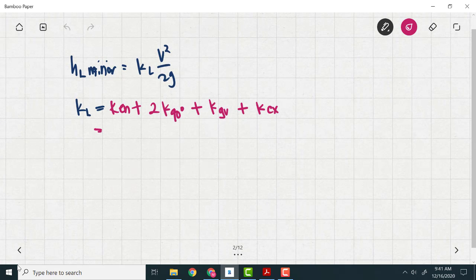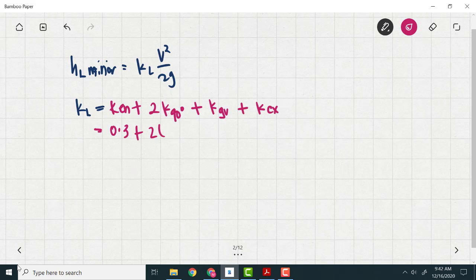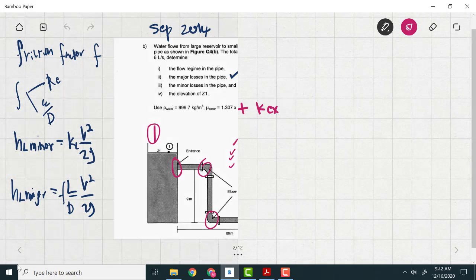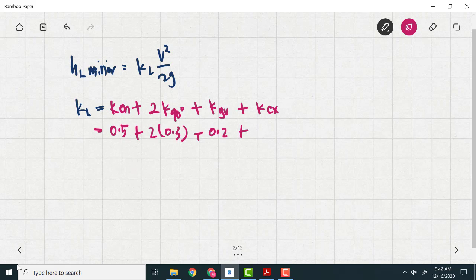So entrance 0.3 plus, so we have elbow 0.3, elbow sedua 0.2. Oh, elbow 0.3. So kat sini 0.5. Entrance 0.5, 0.3 plus gate glove valve 0.2 plus K exit 1.06. Okay, so just subtotalkan semua sekali dan akan dapat nilai KL.